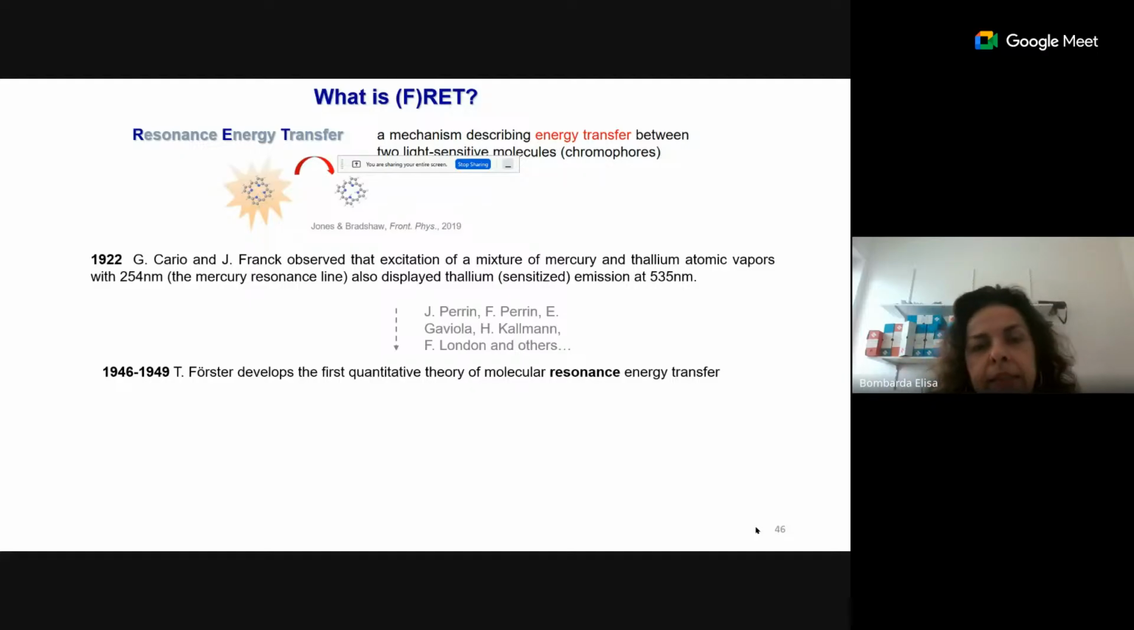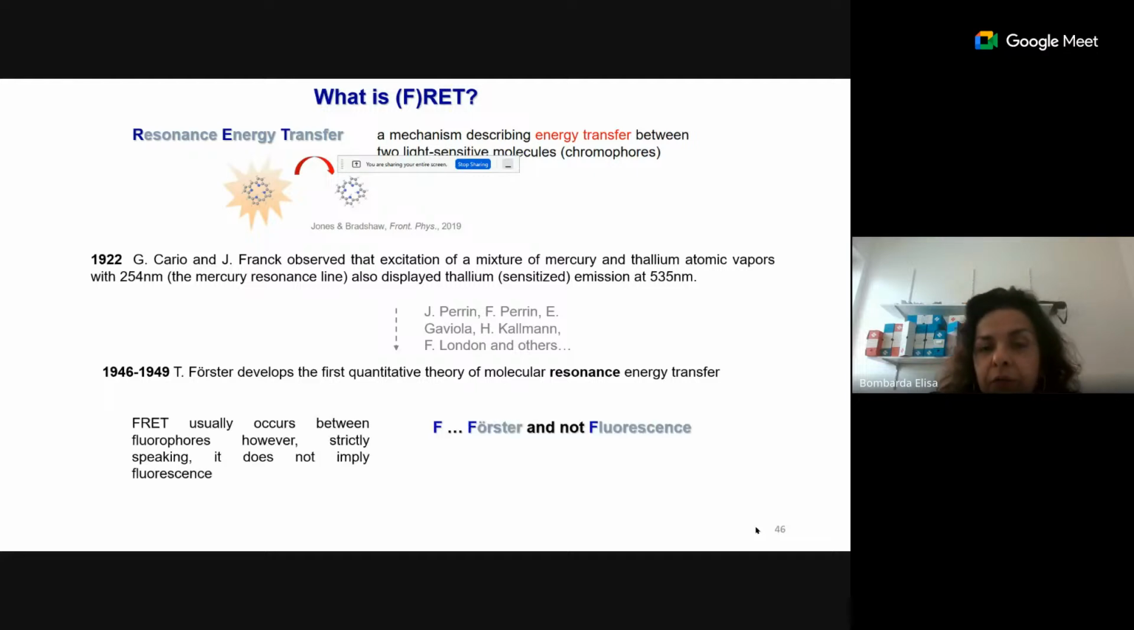Then several other scientists contributed to better understand this phenomenon, till arriving to the work of Förster, who was in the middle of the last century the developer of the first quantitative theory of molecular resonance energy transfer, which we still use today.